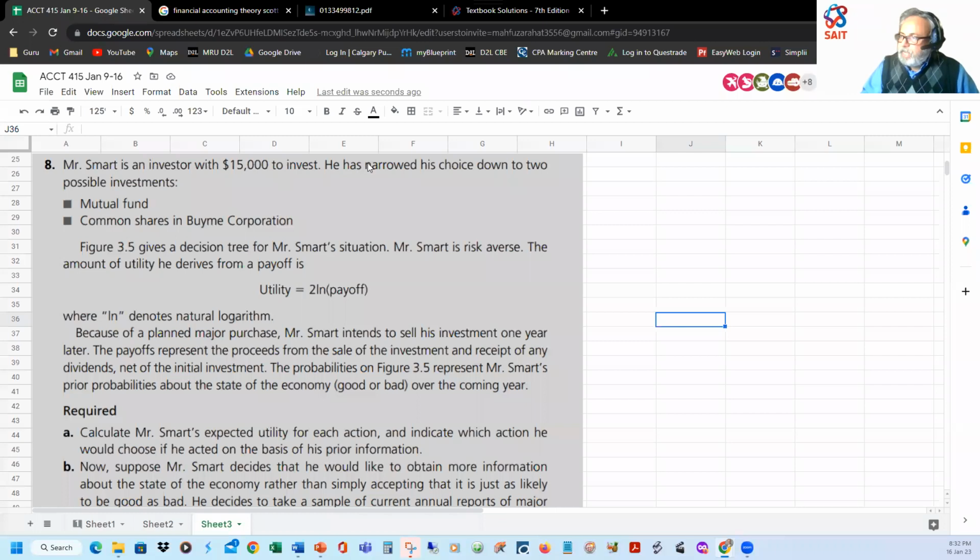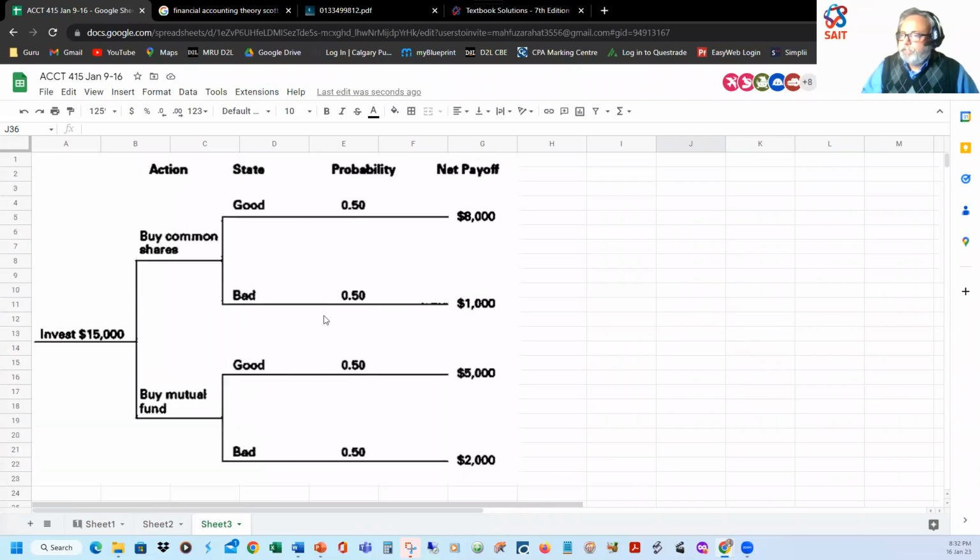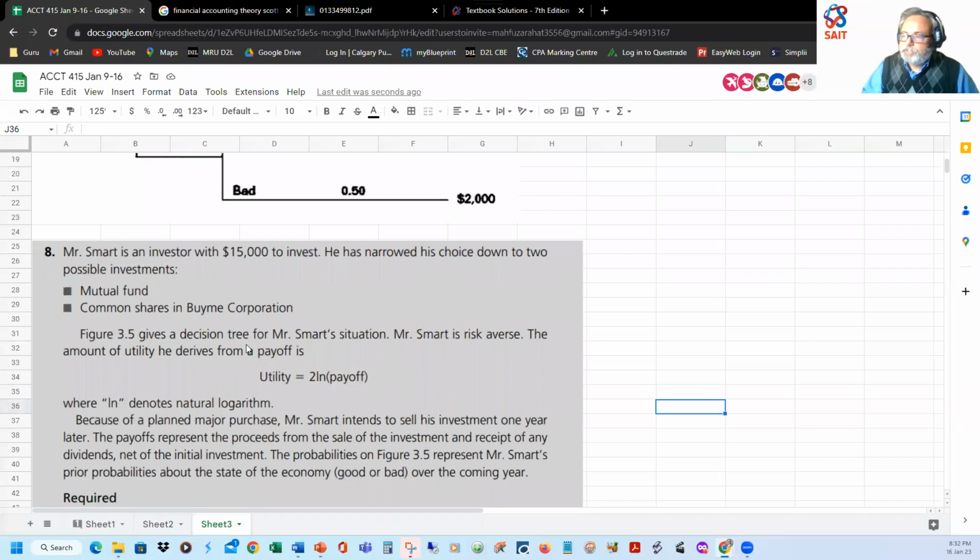He has narrowed his choice down to two possible investments. Either put his money in a mutual fund or buy common shares in Buy Me Corporation. Now this picture here gives us a decision tree for Mr. Smart's situation. Mr. Smart is risk averse. The amount of utility he derives from a payoff is 2 times ln, the natural log of the payoff, where ln denotes natural logarithm.